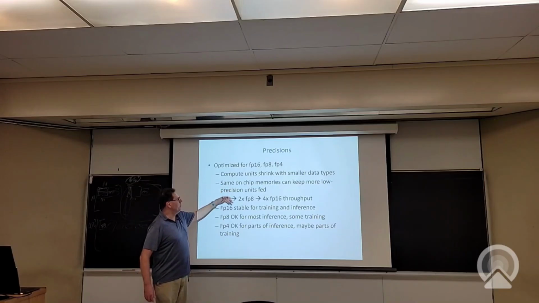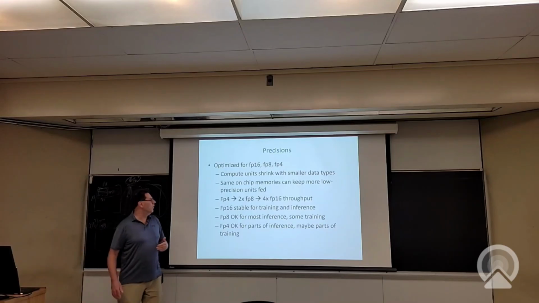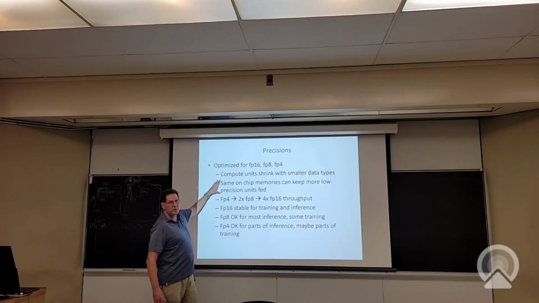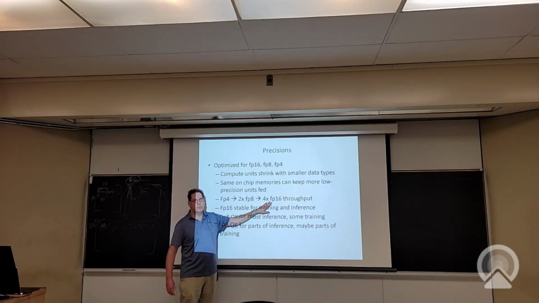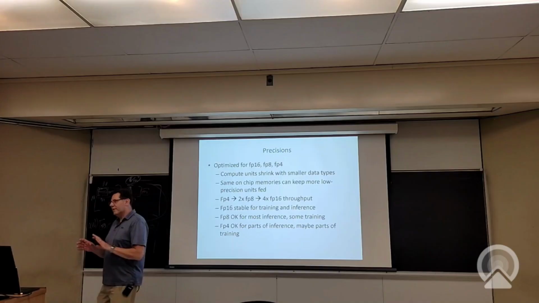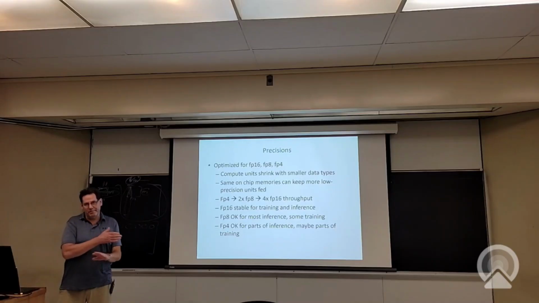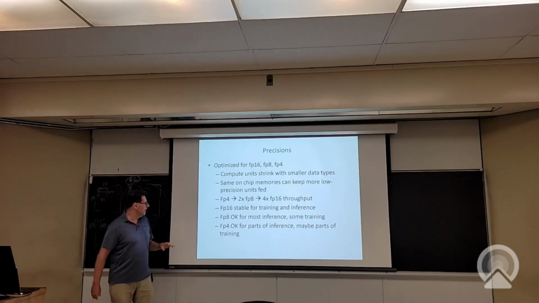Also, the on-chip memories can keep more low precision units fed, right? So, and this is the thing that usually defines how many units they'll allow to be used at once. So basically, if you do compute in FP4, you will get twice the throughput of FP8 and 4 times the throughput of FP16. And that's basically the rule that you can follow for almost all their GPUs. It's like by data path width, right? Which means that their primary limiting factor is how much can the on-chip memories feed, right?